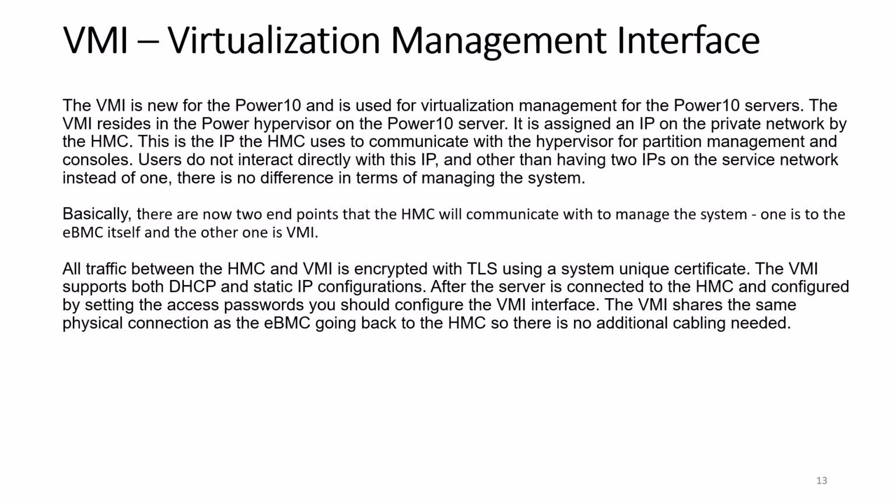As a user, you never interact with that IP. The only thing that you really notice is that there are now two IPs on that private service network rather than one. And there are ways to actually see what the IP is that did end up getting assigned, which we'll talk about later. So there's now two endpoints that the HMC talks to, the eBMC and the VMI. All of the traffic between the HMC and VMI is encrypted. And as I said, the VMI will support both DHCP and static IP. I tend to change it to DHCP. And again, VMI shares the same physical connection as the eBMC going to the HMC, so there's no additional cabling.